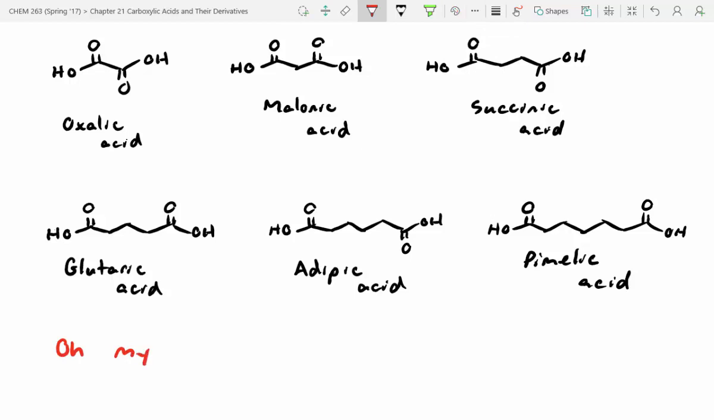Oh my, such good apple pie. So first letter for the 2 carbon one is O, second one's M, S, G, A, and P. This got me through grad school. You guys can remember this. So anytime you forget the name of a diacid, just remember the mnemonic, oh my, such good apple pie.